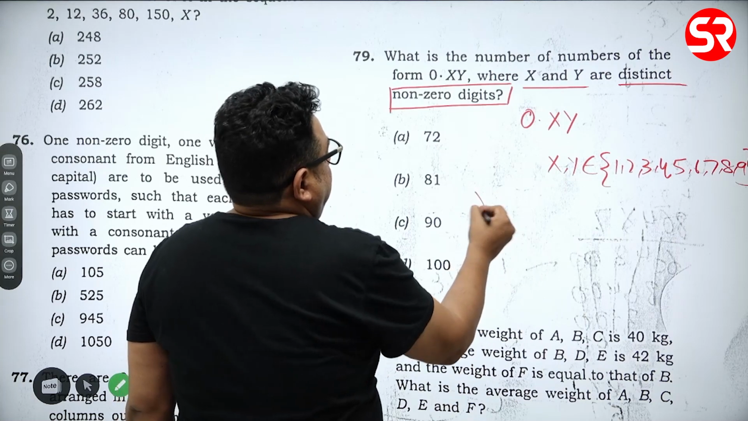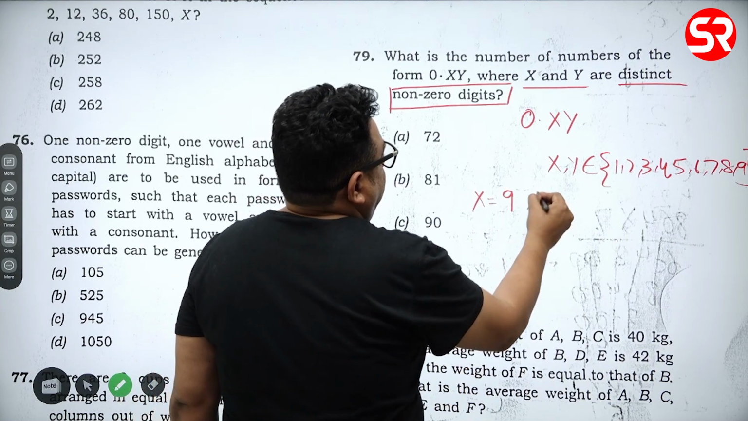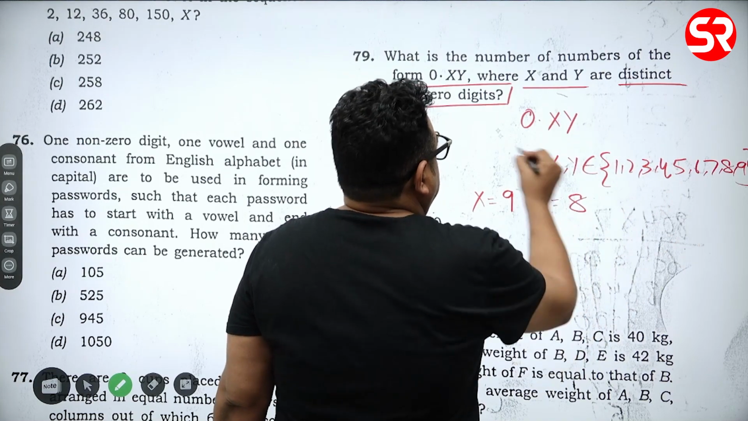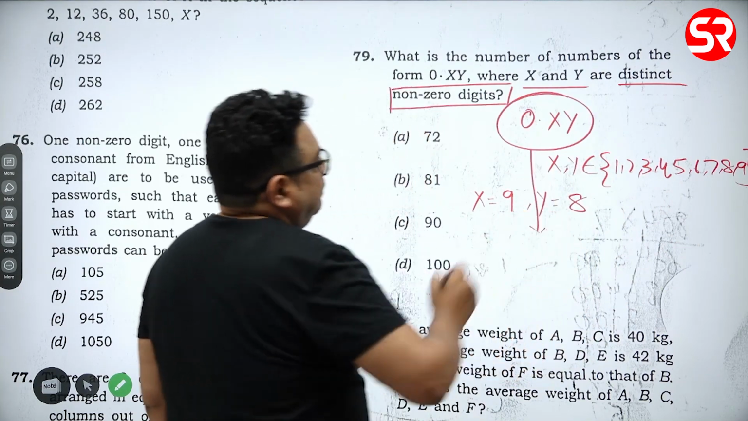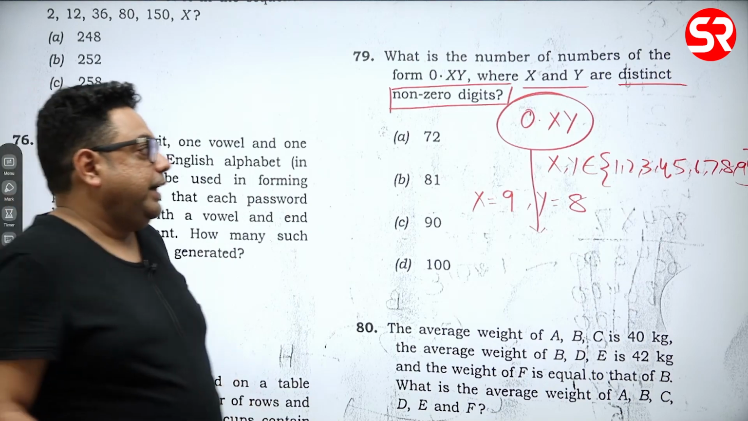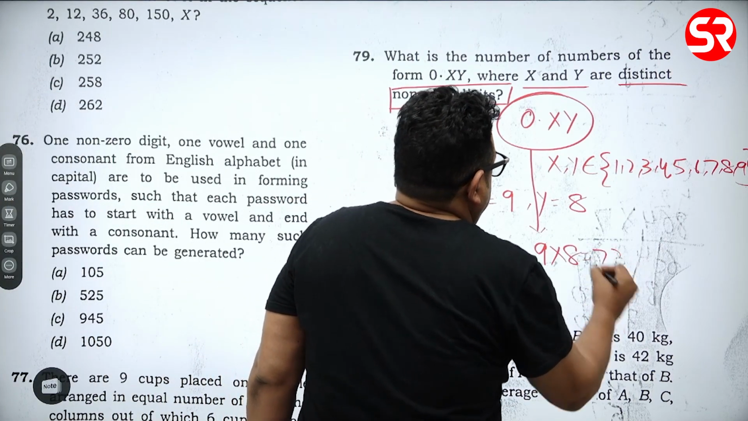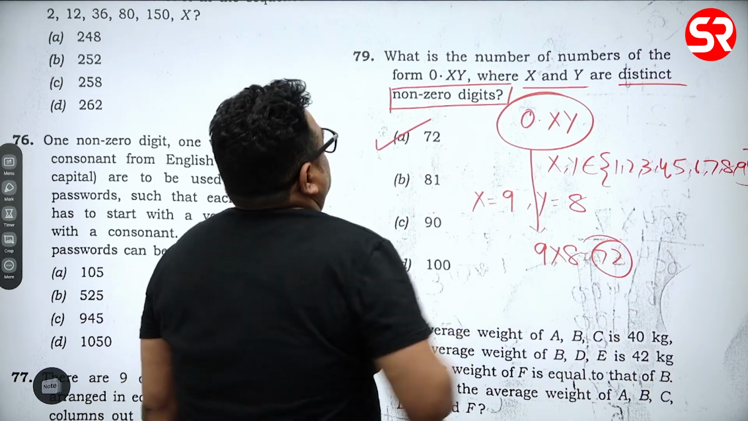So if x takes 9 values, then definitely y would take any 8 values. So by the fundamental principle of multiplication, which we have done in permutations and combinations, x would take 9 values, y would take 8 values. 9 into 8 is 72. Option number A.